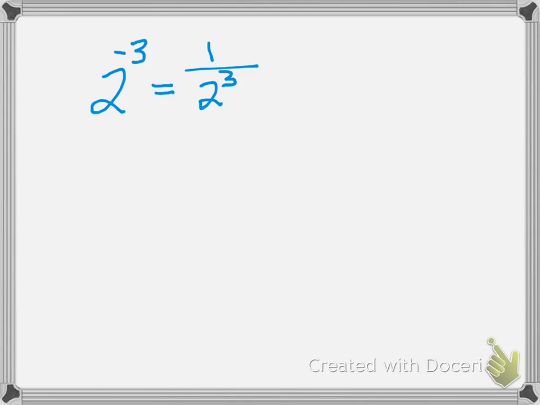It doesn't change anything else other than that exponent. So if I had 8 to the negative fourth, that just means I'd have 1 over 8 to the fourth power. So that is removing negative exponents.